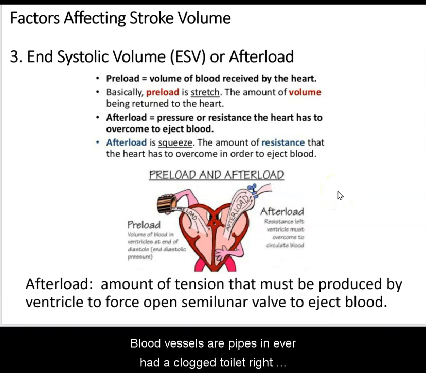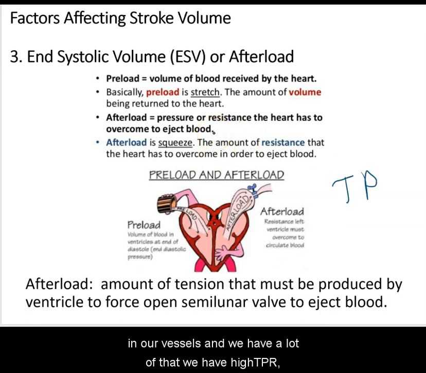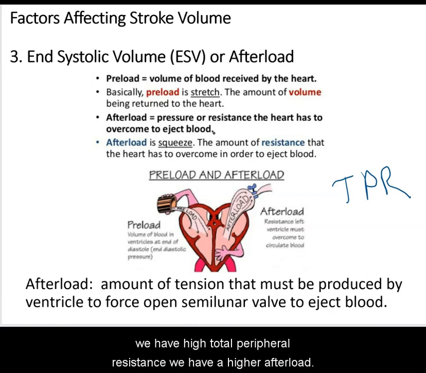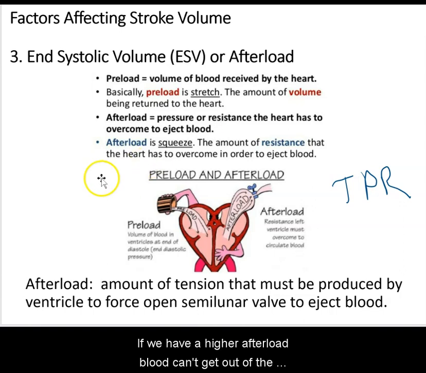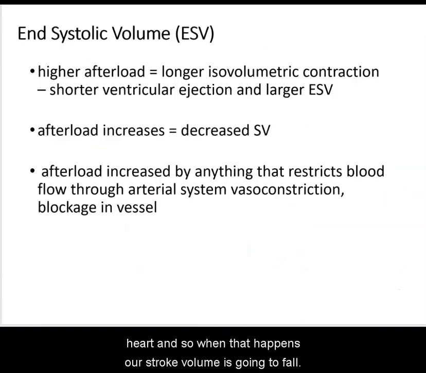Blood vessels are pipes. If you ever had a clogged toilet, right? You can't get the stuff out. So you have to get the plunger and generate some more force or pressure to force it out. It's kind of the same way when we look at our blood vessels. If we have a lot of resistance in our vessels, we have high TPR, high total peripheral resistance, we have a higher afterload. If we have a higher afterload, blood can't get out of the heart. And so when that happens, our stroke volume is going to fall.